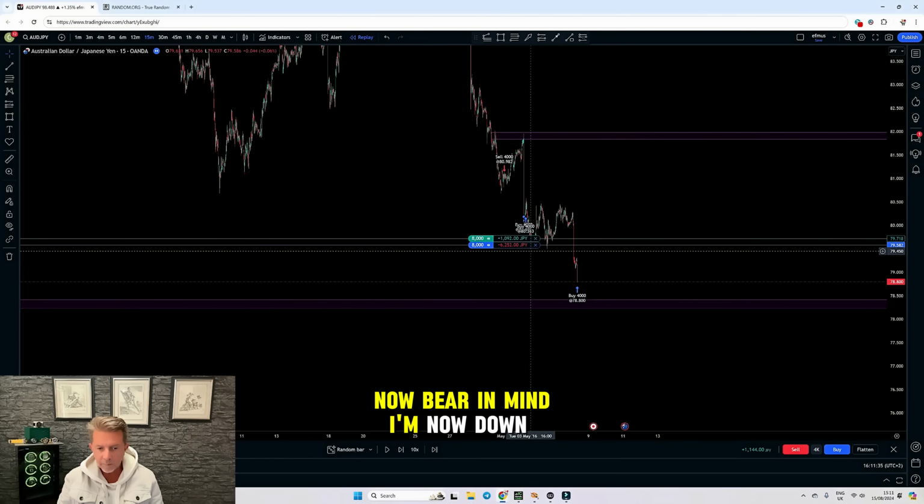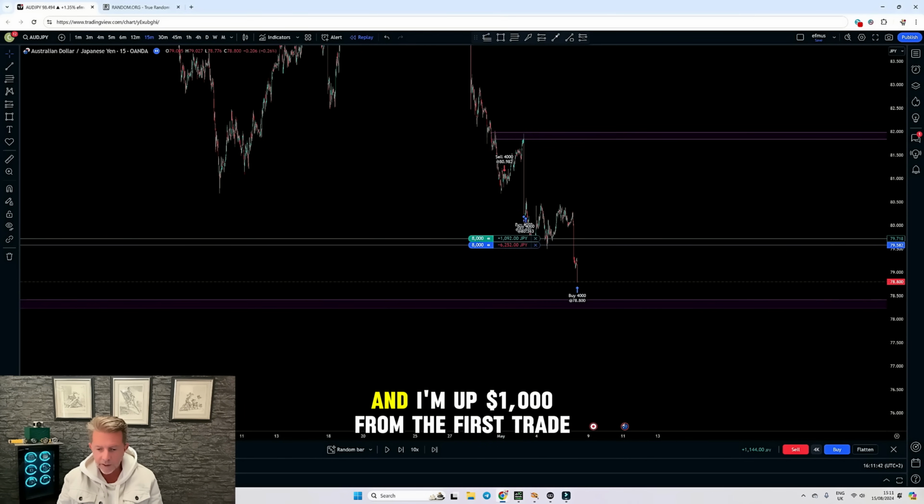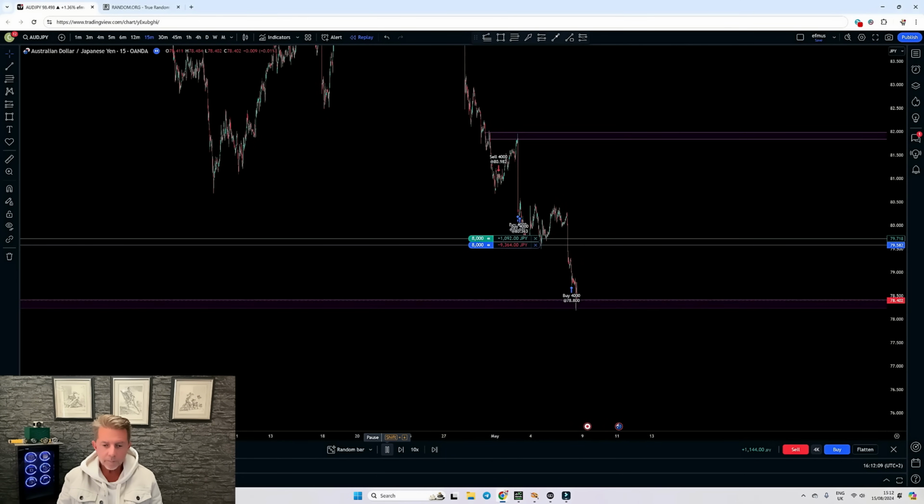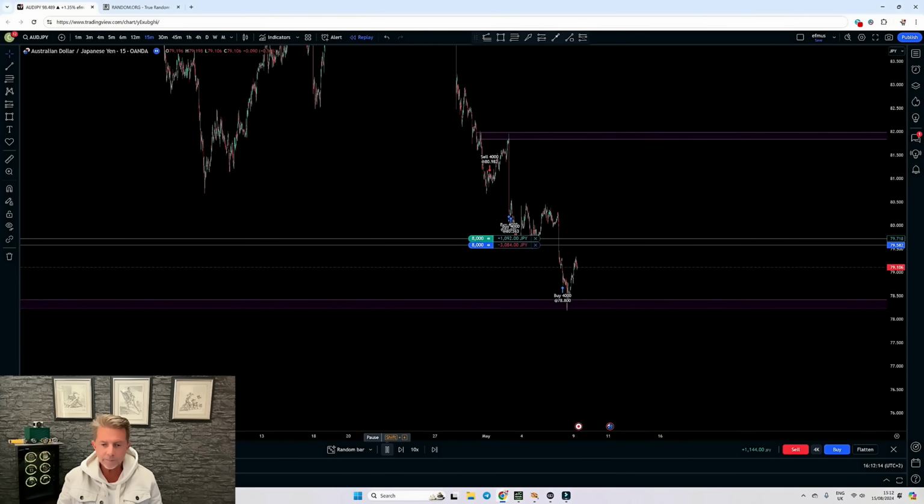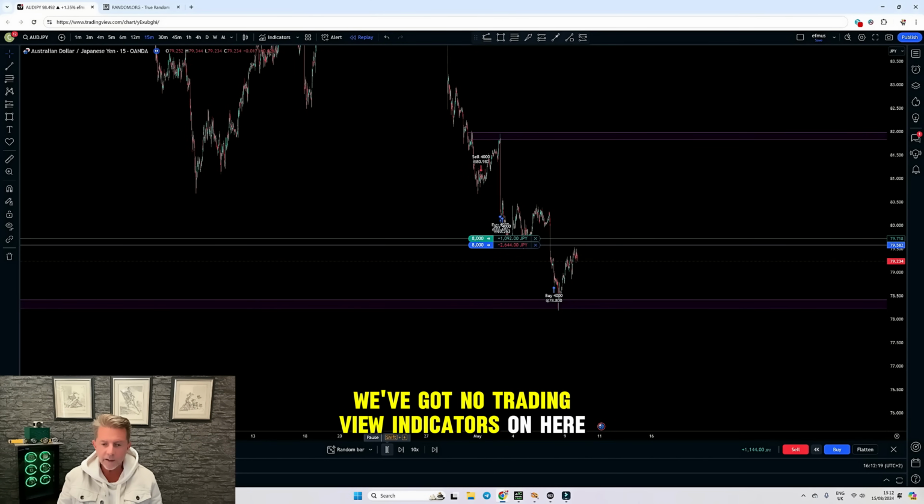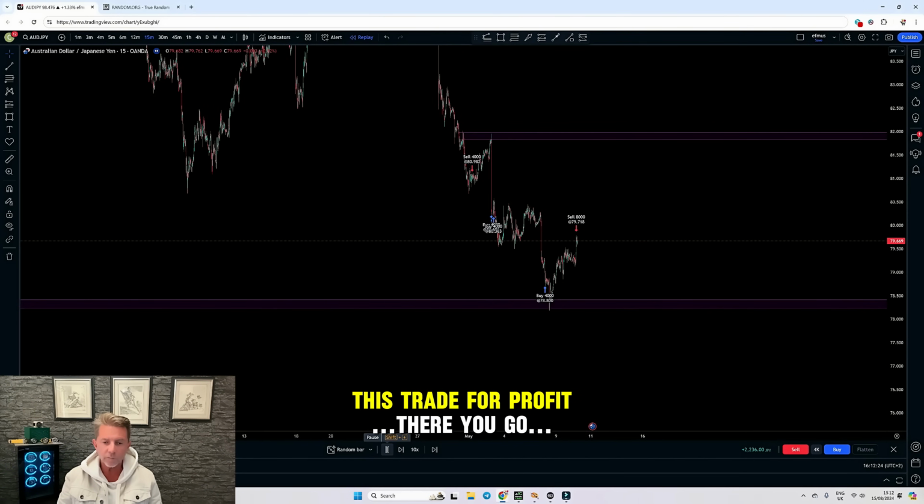Now bear in mind, I'm now down $6,000 on this particular trade, and I'm up $1,000 from the first trade. So let's see if the areas of support and resistance are enough for us to continue to trade and get back into a profit. Let's continue. So it touched that area of support underneath the market, started to move back up. We've got no trading view indicators on here at all, and let's see whether we get out of this trade for a profit. There you go.